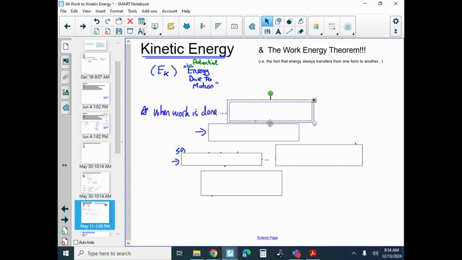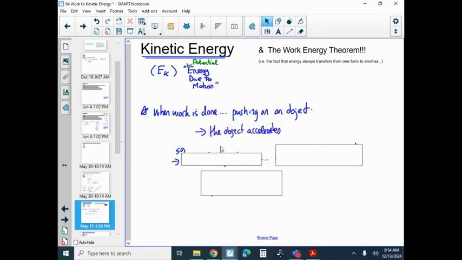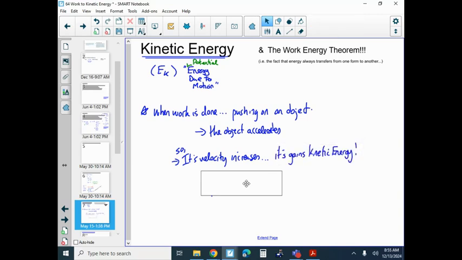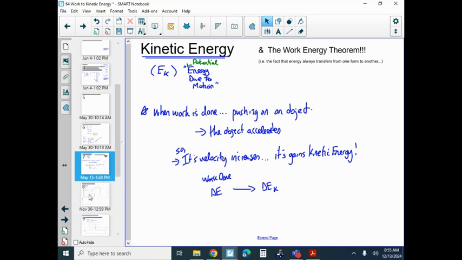And so when work is done, we know we're going to be pushing an object. That's the basic definition, right? So the object accelerates, and so the velocity is increasing. It's gaining kinetic energy. So this is the idea, right? Work done is delta E. It's becoming a delta EK. Okay, that's your work energy theorem.